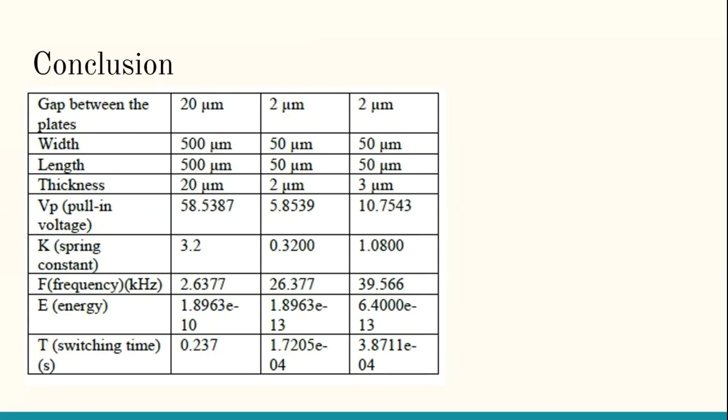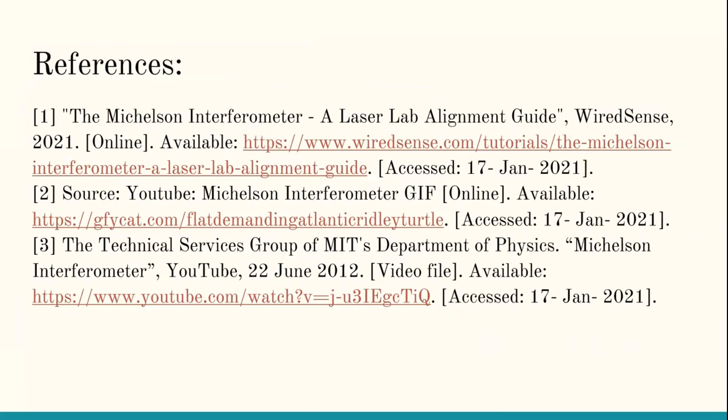In this slide, we can see the other important parameters. For example, the frequency is increased by scaling down our system, and the consumed energy and switching time, which are among the most important parameters, are reduced too. And this is the end of our presentation. Thank you for listening.